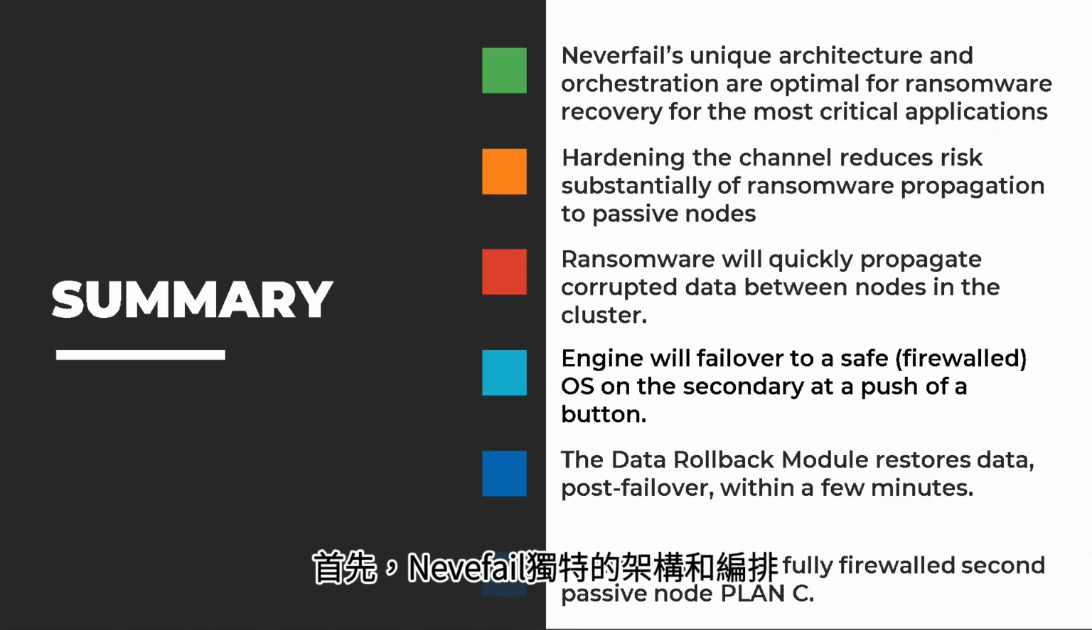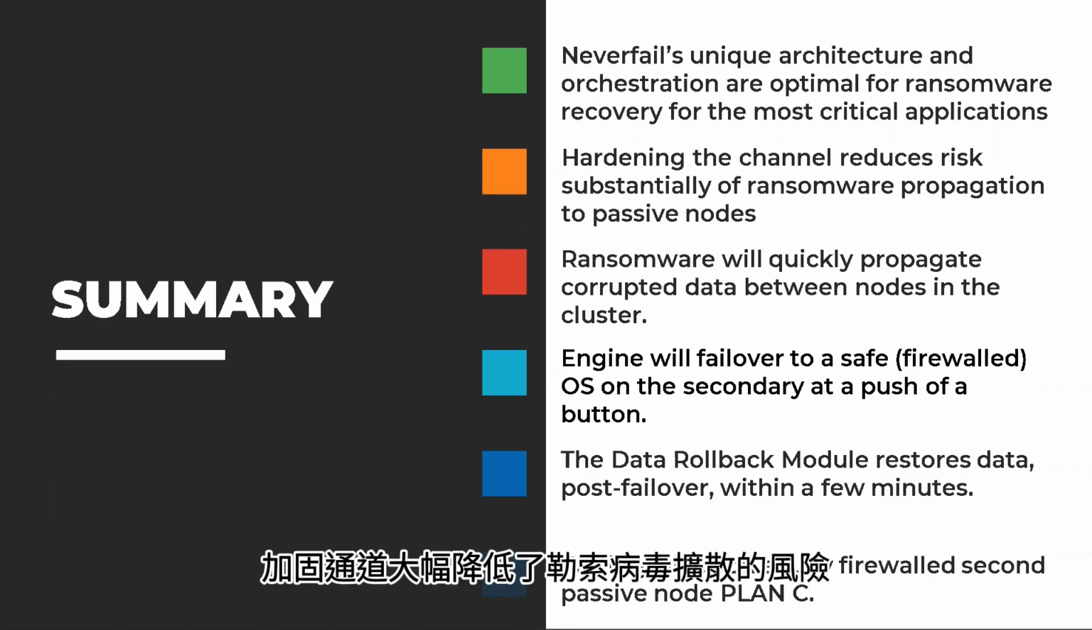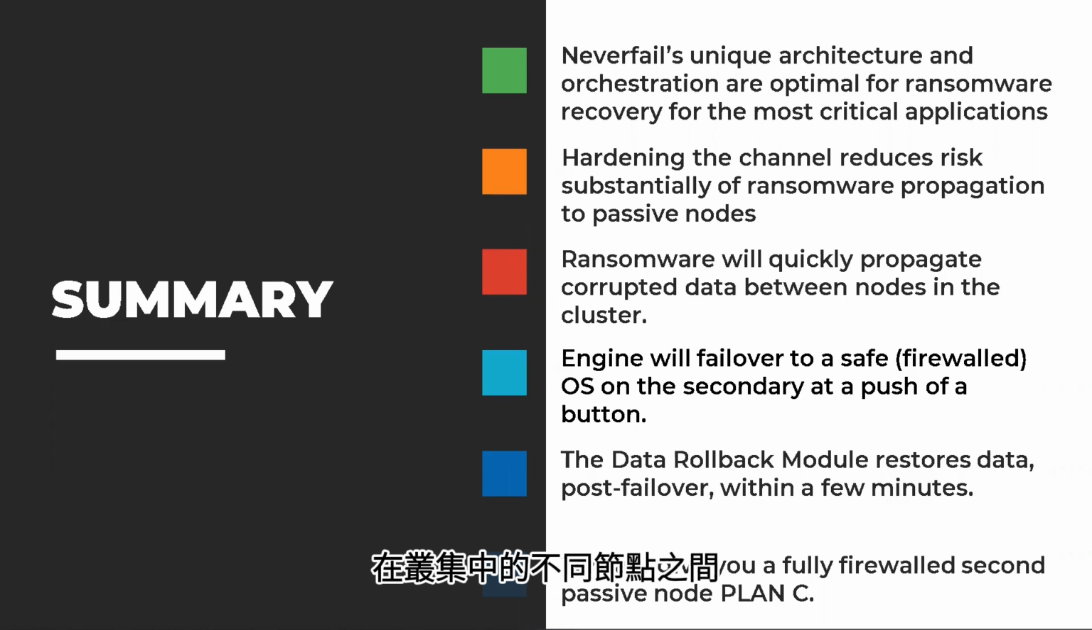First, Neverfail's unique architecture and orchestration are optimal for ransomware recovery for the most critical applications. The hardening of the channel reduces substantially the risk of ransomware propagation between the different nodes in the cluster. Ransomware will quickly propagate corrupted data between the nodes of the cluster because it is the protected data, and we have real-time replication in place. Continuity Engine will fail over to a safe firewalled operating system on the secondary at the push of a button.